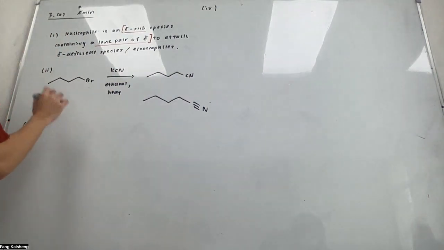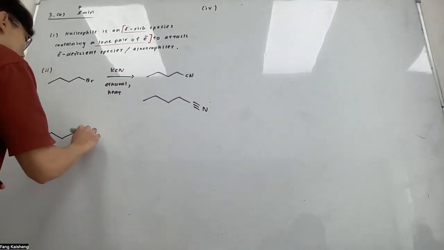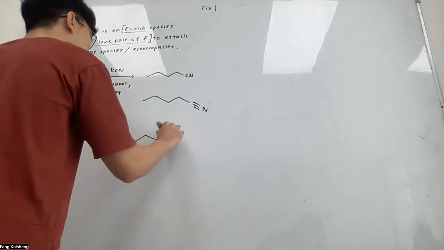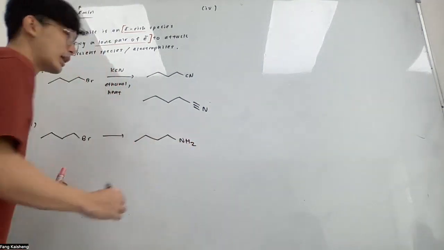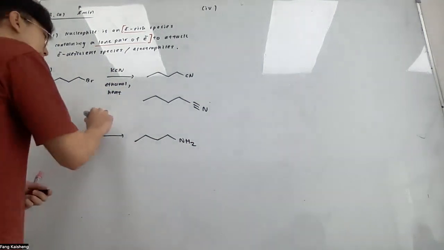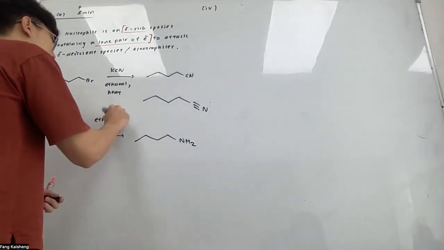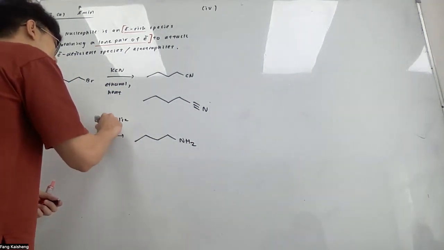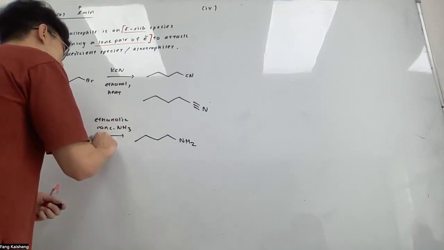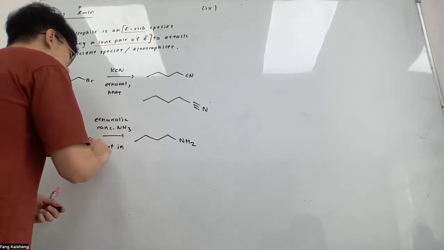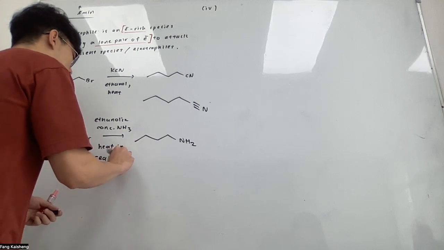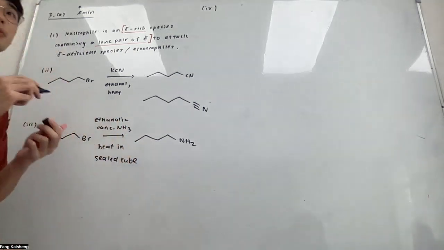Honestly, this is very simple because you just need to change one bromobutane into one butylamine, something like that. This is just a nucleophilic substitution reaction. So honestly, all you need is ethanolic concentrated ammonia, and you heat it in a sealed tube. Now, there's nothing much for me to discuss over here. All I can tell you is just go and do up your cheat sheet.